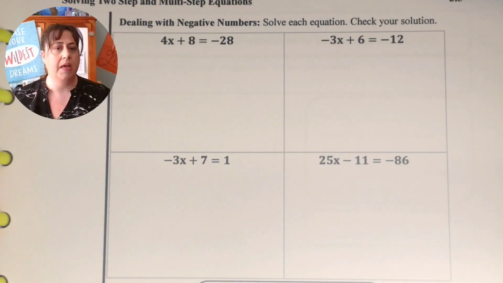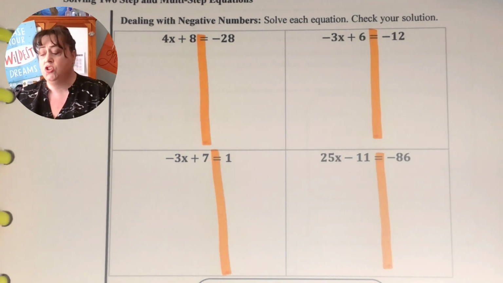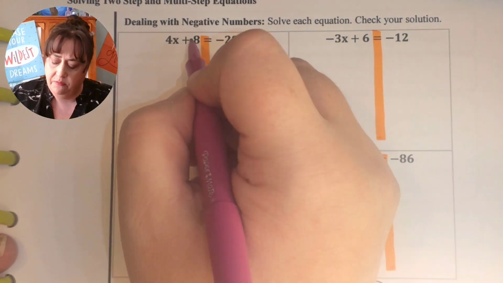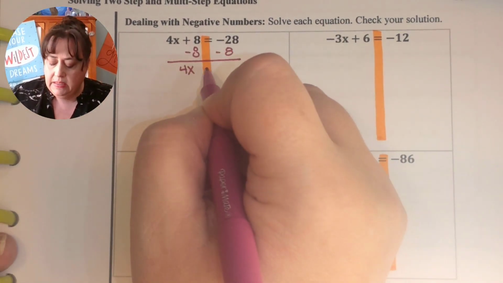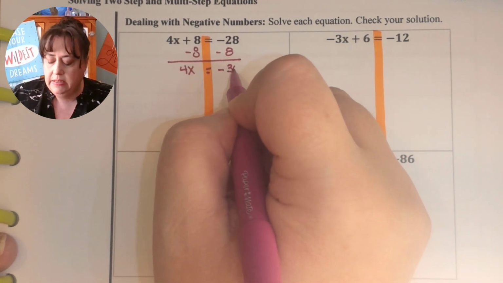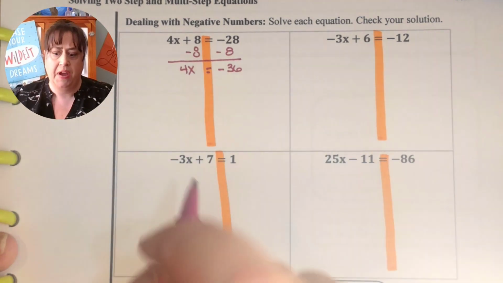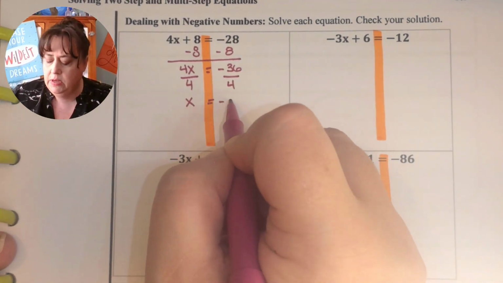Now that we're getting into positives and negatives, but the rules still hold the same. You just have to use your integer rules to make sure you're doing the problems correctly. So up here, we're going to subtract 8 from both sides so that 4x is equal to negative 36. It's being multiplied by 4, so we're going to divide by 4. So x is equal to negative 9.